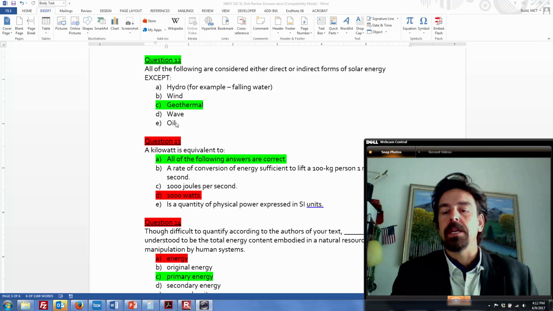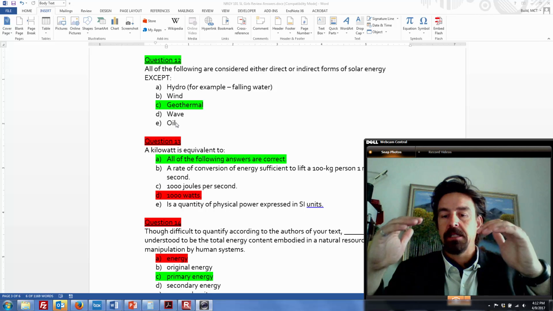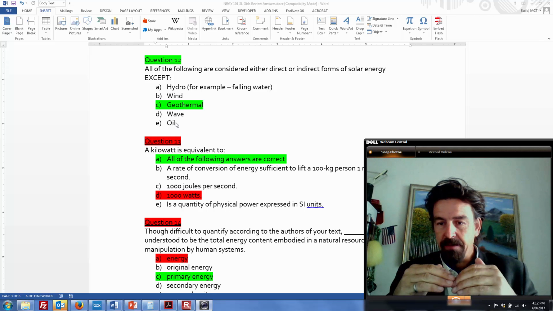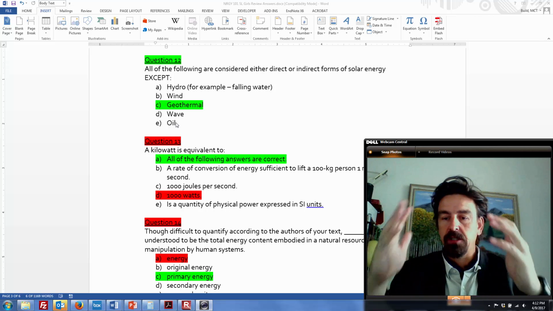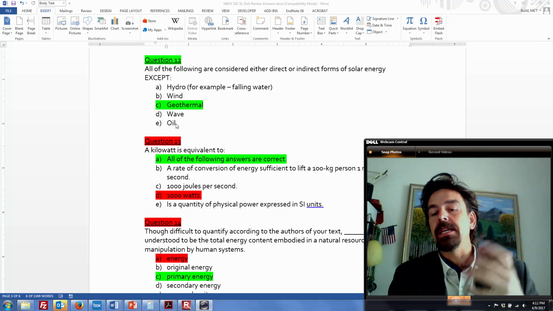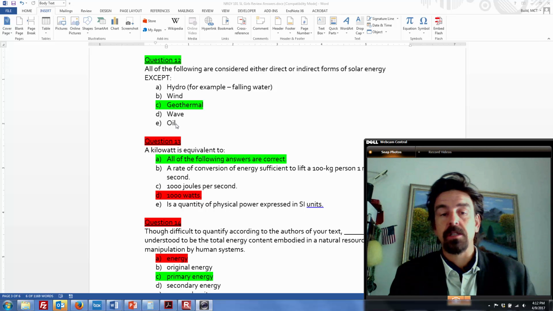Oil is from the remains of plants and animals that have gone underground and decayed for a long time. All of the oxygen is gone, and so oil is also an indirect result of photosynthesis, which we discussed last time. And then geothermal is very different.